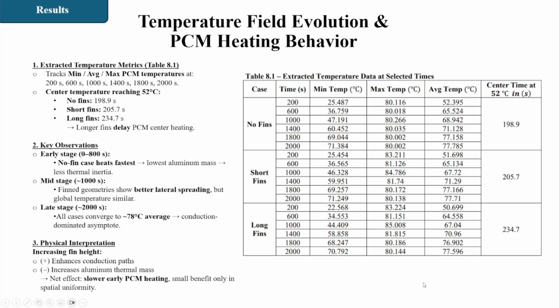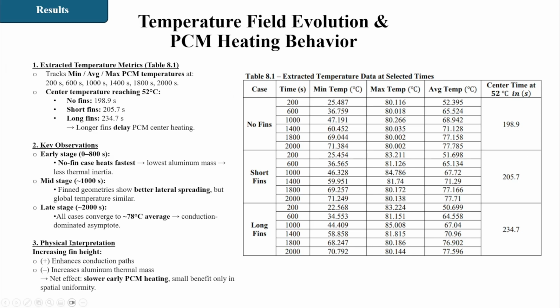Now looking at the temperature field evolution and PCM heating behavior results that we obtained, the center reaches 52 degrees fastest with the no fins configuration, at about 189 seconds. The short fin reaches it slightly later, at about 205 seconds, and the long fins reach it much later, at around 235 seconds. What this tells us is that the added aluminum mass from the fins slows the early stage heating, even though the fins improve lateral spreading. By mid-time, the fields look really similar, and by 2000 seconds, all cases converge to about 78 degrees Celsius average. So fin height changes early behavior, but has almost no effect on long-term conduction-dominated temperatures.